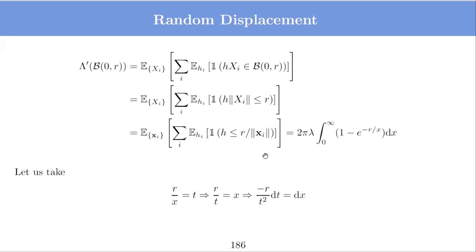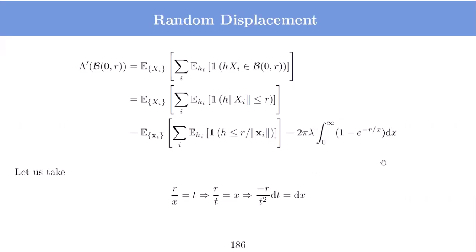So basically what I am doing is taking the expectation over xi of the summation of this function, 1 minus e to the power minus r by xi. And then you can apply Campbell's theorem to get this equal to 2 pi lambda times the integral of 1 minus e to the power minus r by x dx. Sorry, there will not be any 2 pi because this is a one-dimensional integration. Xi is a one-dimensional point process, so there will not be any 2 pi. It is just lambda times the integral of 1 minus e to the power minus r by x dx.